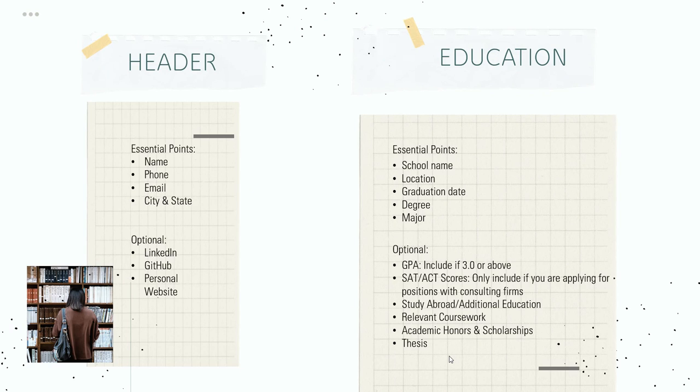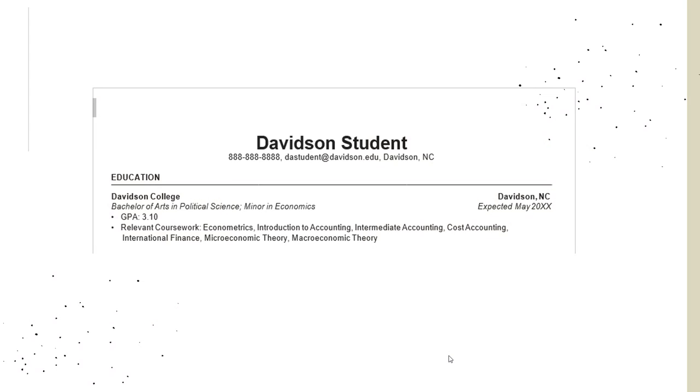If you're going to include your thesis, include it as a separate entry and also a bullet or two describing your thesis and the processes taken to complete the project. These two sections are pretty straightforward. Just make sure that, again, your formatting is consistent throughout.